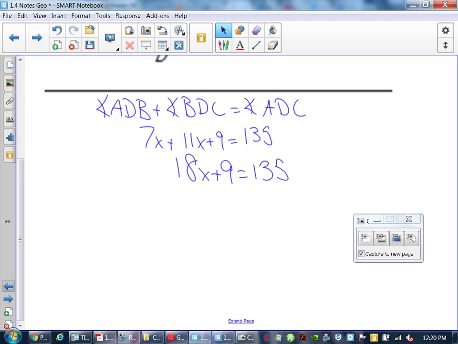And now you are at a generic two-step equation. What do you do next? Subtract 9. Very good. And then lastly, how do you undo multiplying by 18? Divide it out. And was it 7, I think? Yeah.